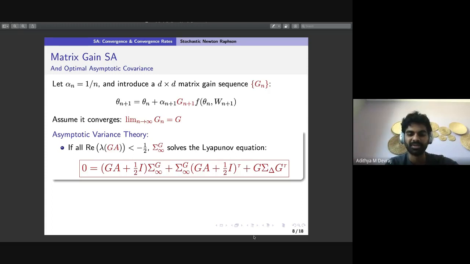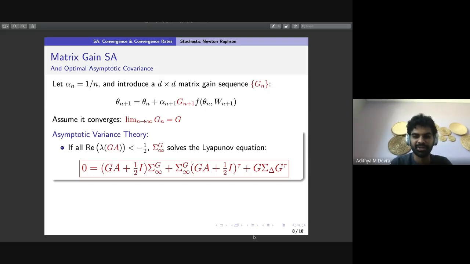And another example is ZAP. Yeah, like you said, this shows the real use of this asymptotic covariance theory and how we can optimize algorithms.